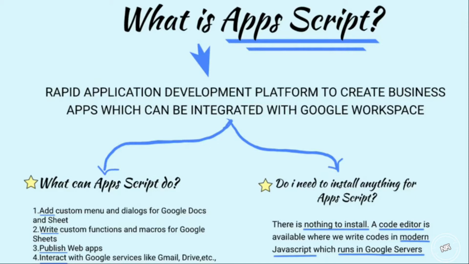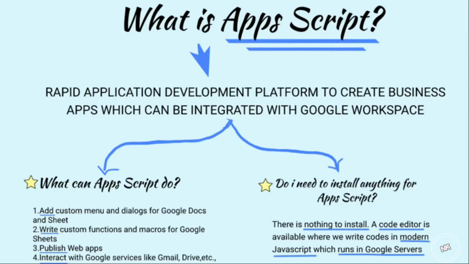Those kinds of things can be done using Apps Script, as well as we can create and publish web apps. You can integrate Apps Script with Google services like Gmail or Drive. If you want to send an email from your Google Sheet, you can do it using Gmail. If you want to store some data in Drive, you can do it using the logic you have written. Or if you want to convert the sheets data to BigQuery, you can do it using Apps Script.